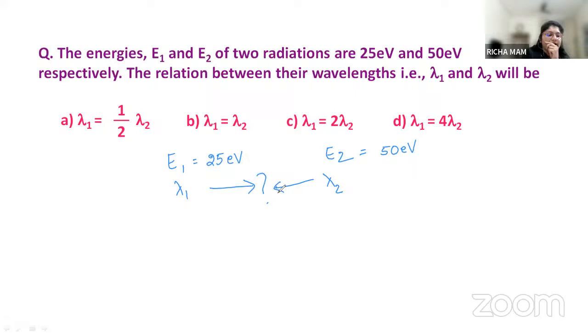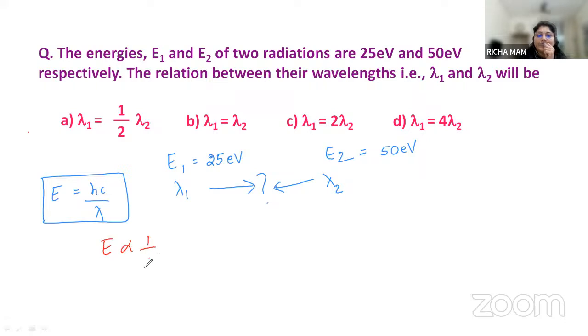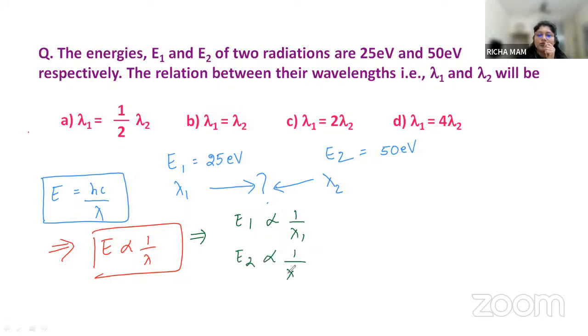Now we know that energy is equal to hc by lambda. According to this formula, energy is inversely proportional to lambda, right? So now if I put the values, E1 is inversely proportional to lambda 1 and E2 is inversely proportional to lambda 2.